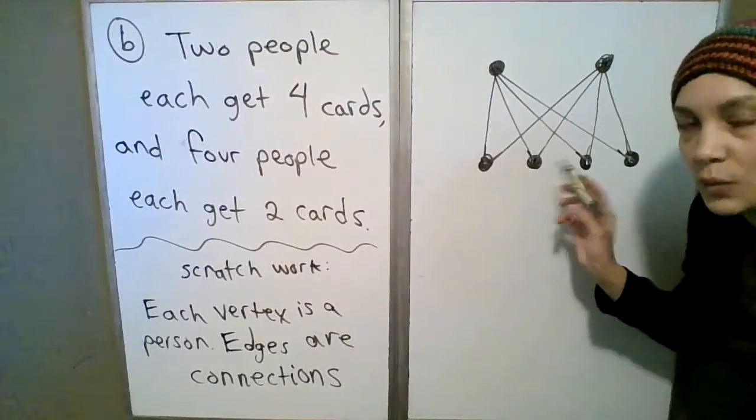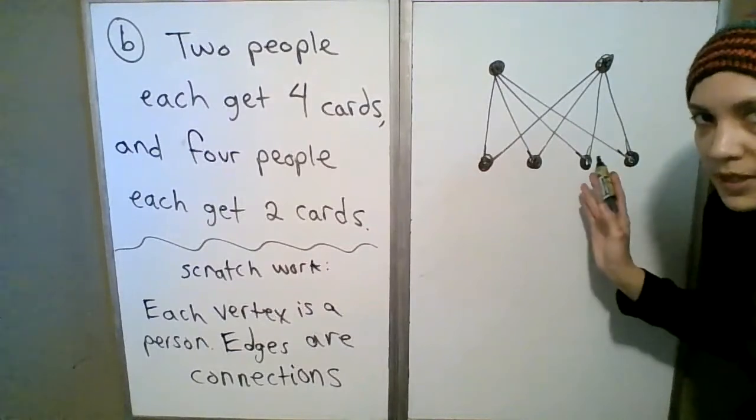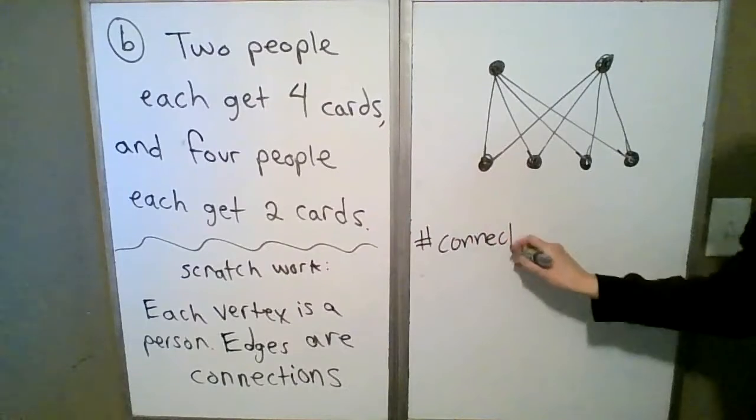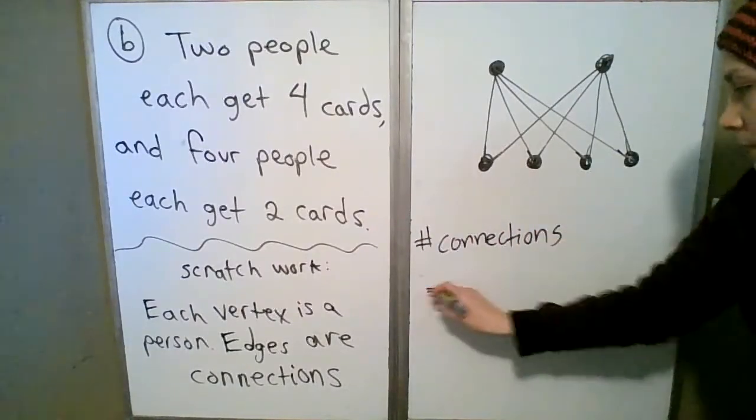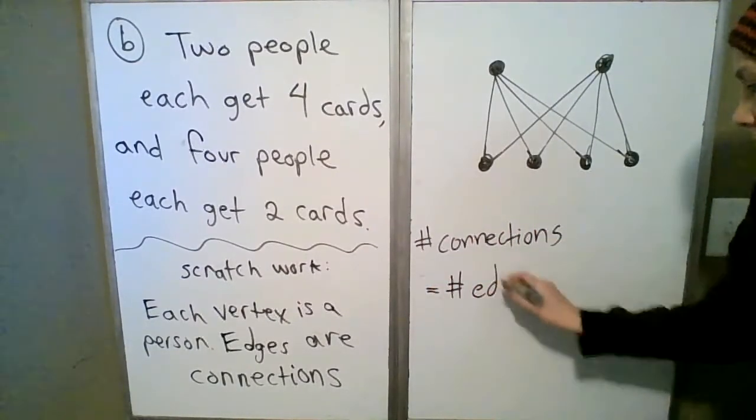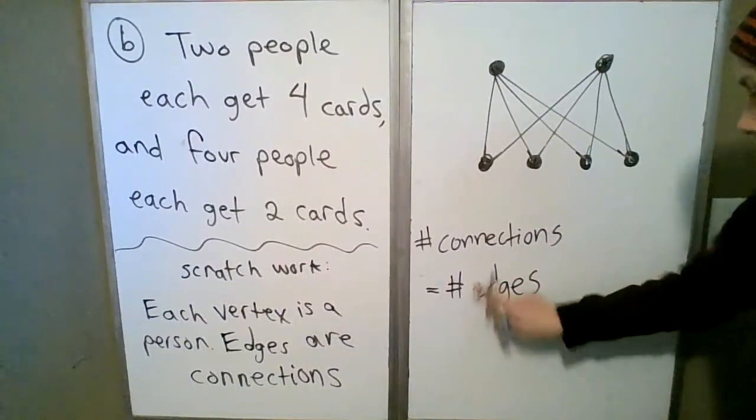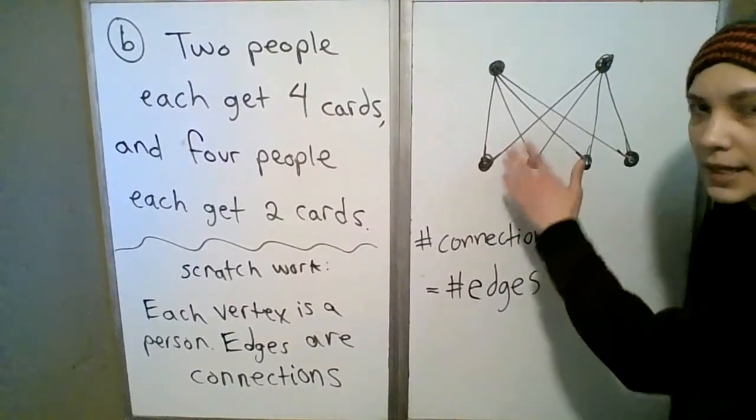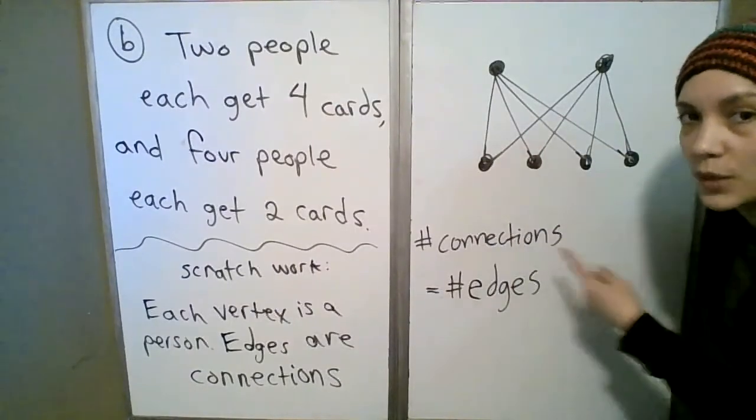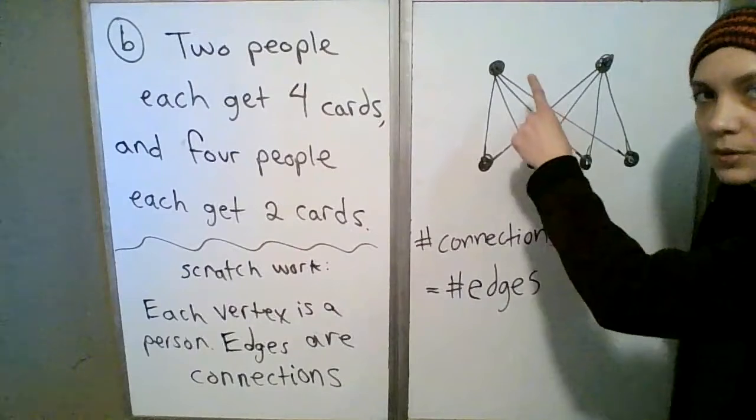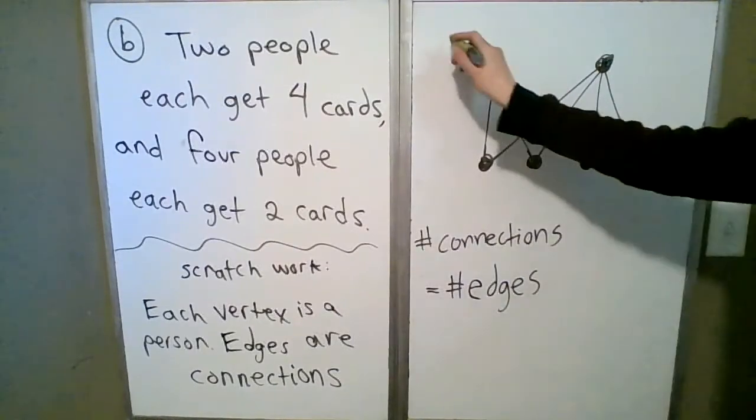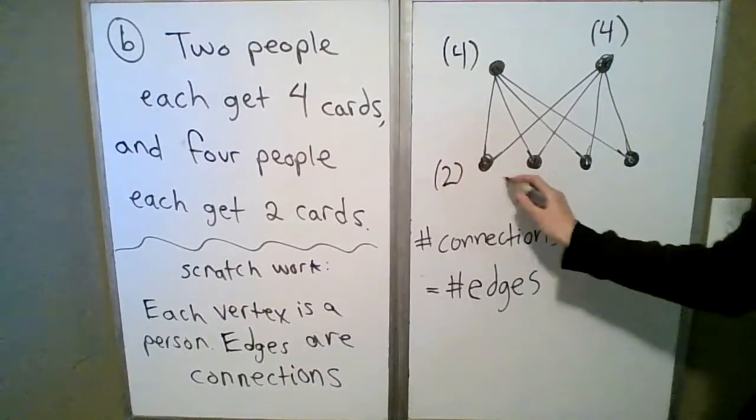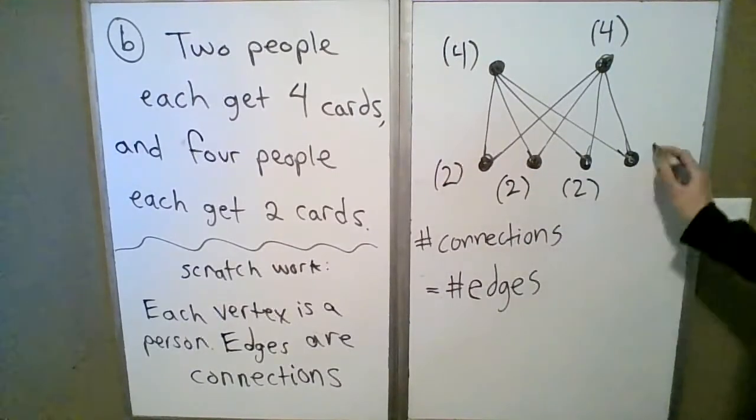Okay. What we want is the number of connections, which is the number of edges. So I want to know how many lines are in the graph. And in this graph, we could probably just count, but we want to try using the theorem instead. So label every vertex with its degree. This is a degree 4, degree 4, degree 2, degree 2, 2, and 2.